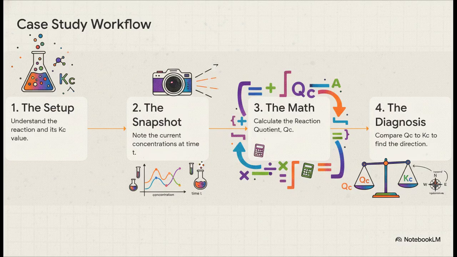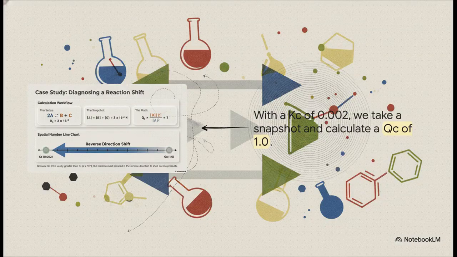Let's make this real. We can put this whole idea into practice with a really simple 4-step workflow. First, we set up the reaction. Then, we take a quick snapshot of the current concentrations. Third, we do a little bit of math to find Qc. And finally, we make our diagnosis by comparing it to Kc. Simple as that.